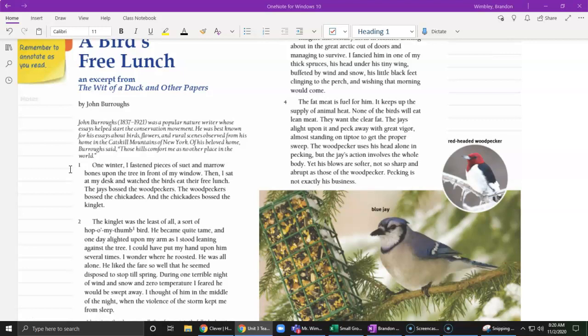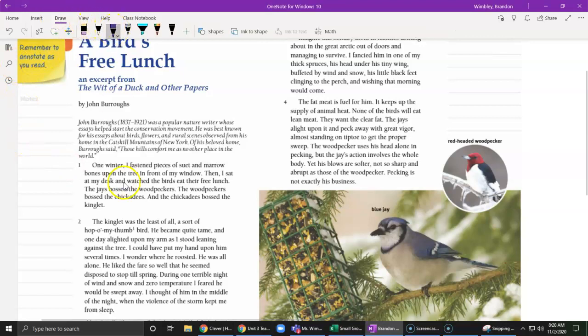So we have here, the jays bossed the woodpeckers, the woodpeckers bossed the chickadees, and the chickadees bossed the kinglet. These are details that tell me something about how the birds interact as they eat. So I'm going to underline these details. Since our focus is going to be on birds, this is telling me how birds act and how they behave.